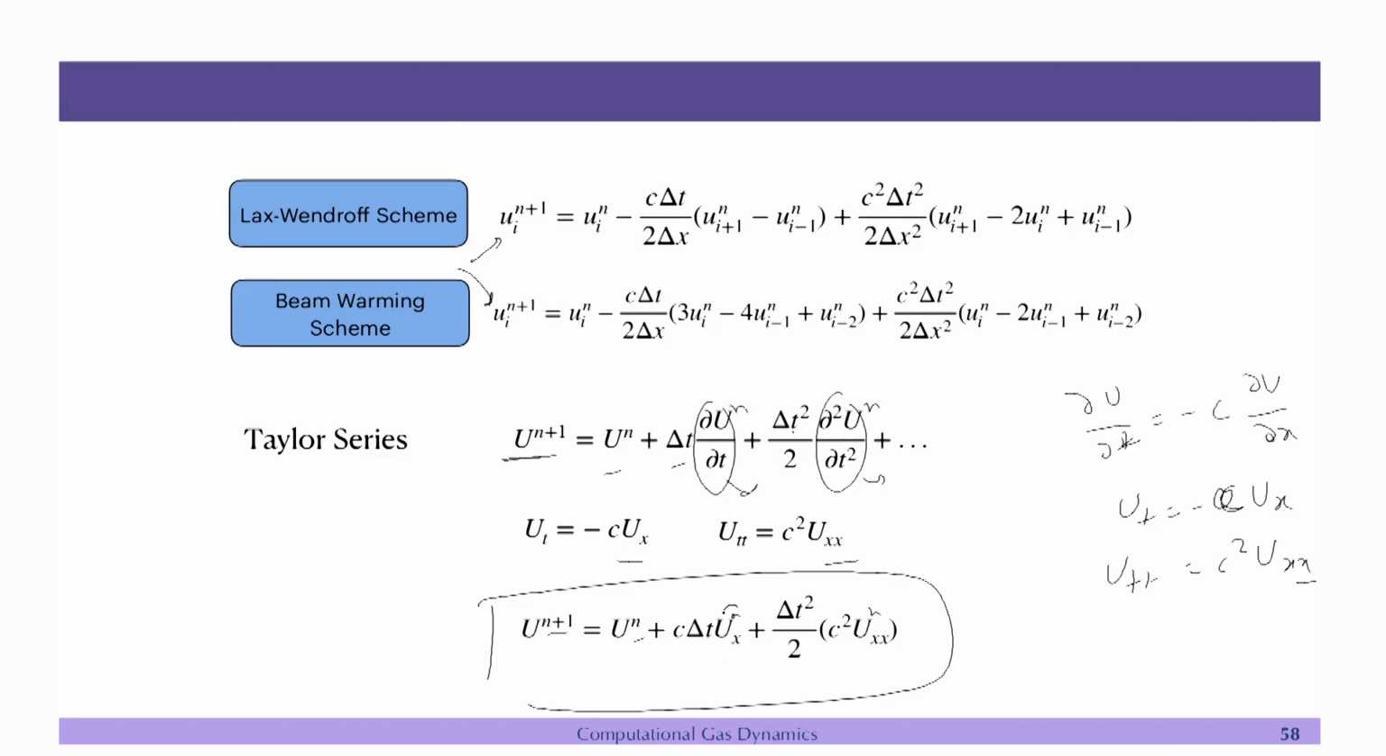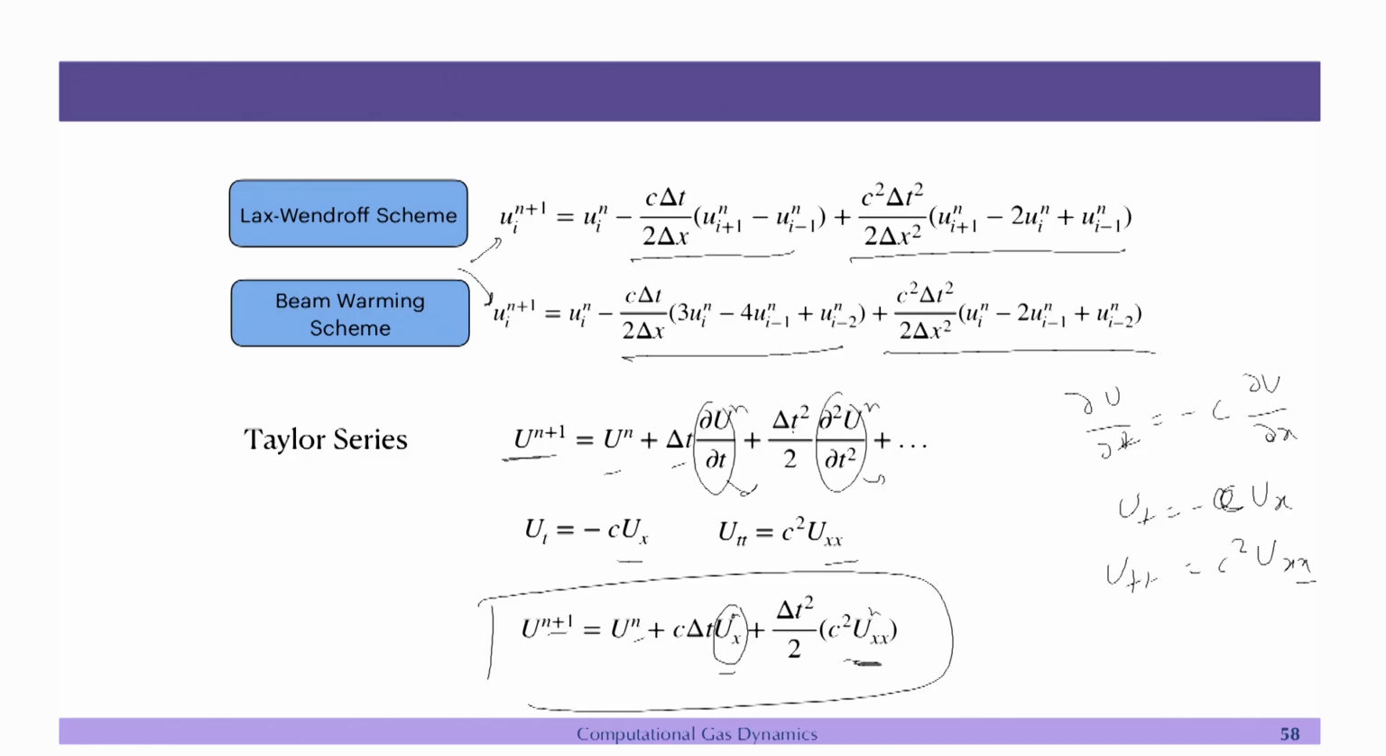Now, for the first derivative u_x, we have used central differencing here, and here we have used a one sided scheme. Okay. And then we are using a 3 point stencil. For u_xx also we have used central differencing here, and the one sided stencil here. Okay. So, these are Lax-Wendroff and Beam-Warming.